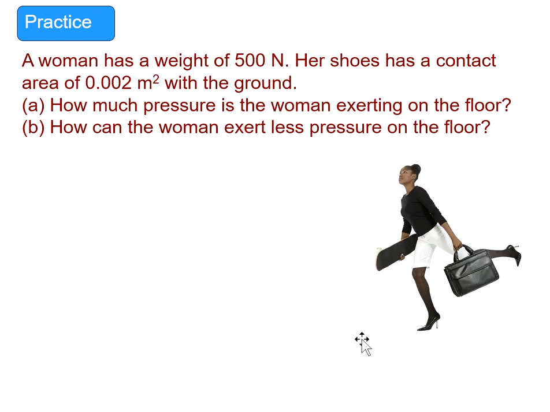Let's move on. In this case, this woman has a weight of 500 newtons. So note that if the weight is 500 newtons, that means the force that's pulling this woman down is 500 newtons. So the force in this case is the weight of the woman. And her shoes have a contact area of 0.02 square meters with the ground. So how much pressure is the woman exerting on the floor?